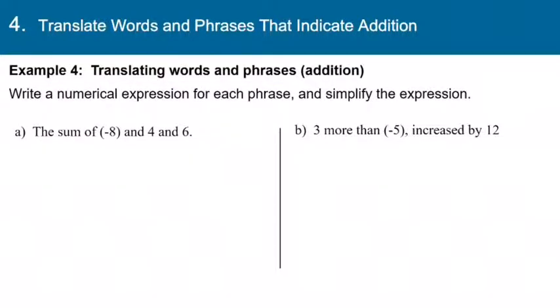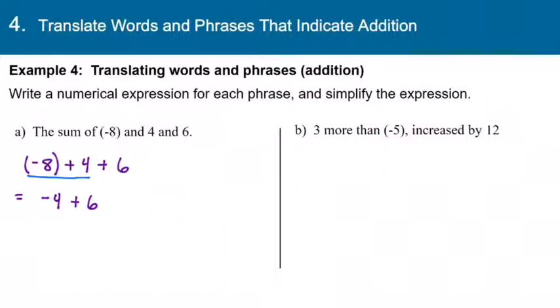Now let's practice here in example 4. Let's write a numerical expression for each phrase and then simplify. So this says the sum of -8 and 4 and 6. So sum, of course, just means to add. So we'll write -8 plus 4 plus 6. And we'll just work from left to right. -8 plus 4 would be -4.